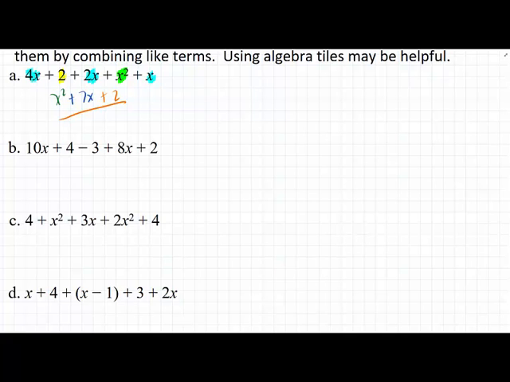Next one, let's go and do the same thing. Are there any x squares? No x squares. The next one will be x's. We have 10x's and another 8x. And finally, as far as the constants go, we have a 4, we have -3, and we have a 2. So 10x's and another 8x are 18x's. And then we have 4 minus 3, which is 1. 1 plus 2 is 3.